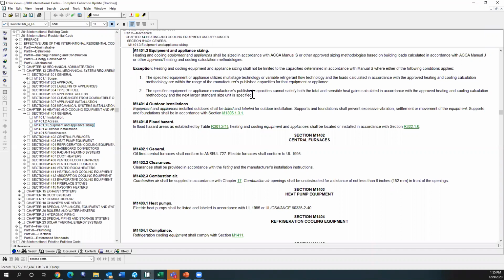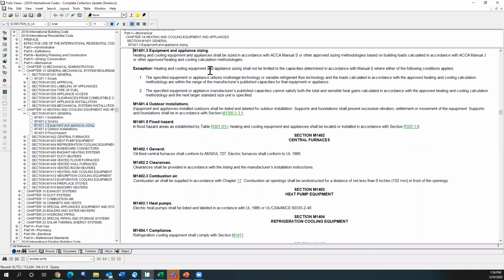If the specified equipment or the manufacturer's published capacities cannot satisfy both total and sensible heat gains calculated in accordance with the approved heating and cooling calculation method, Manual S, the next larger standard size unit is specified. Okay. Then it talks about variable flow pieces, but we need to be within the large range. So if it's a modulating furnace, for instance, I'm going with the highest capacity. Well, it'll probably never reach second stage, but first stage it makes fine. No, you do it to the highest. You do it to the highest.